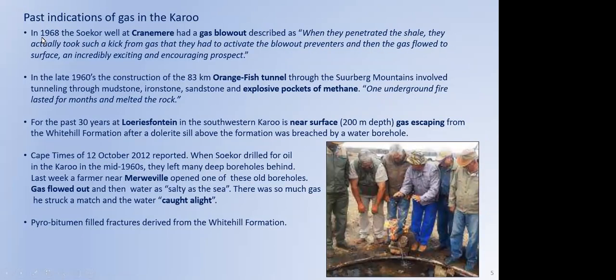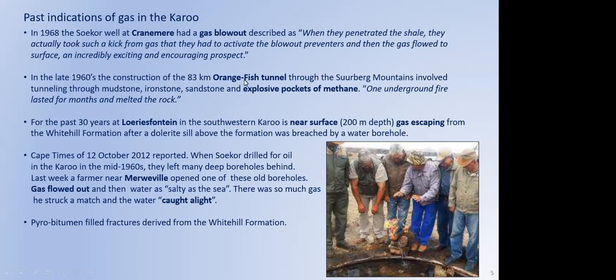Right. Past indications of the group. In 1968, Sucor drilled a well near Cronenmere in the Eastern Cape. It had a gas blowout, and written in the well completion report, when they penetrated the shale, they actually took such a kick from the gas that they had to activate the blowout preventers. That's the BOPs. And the gas flowed to surface, and so the project manager said, an incredible, exciting and encouraging prospect for Cronenmere. I'll show you the well later and locations.